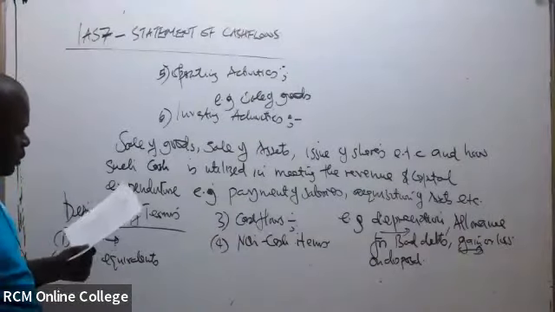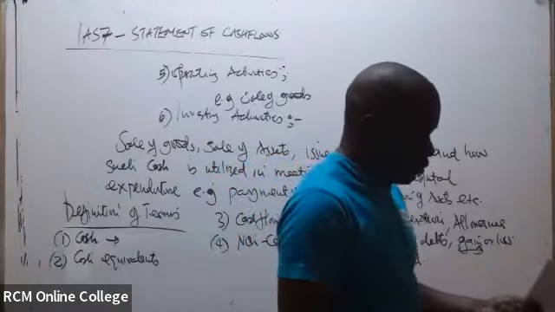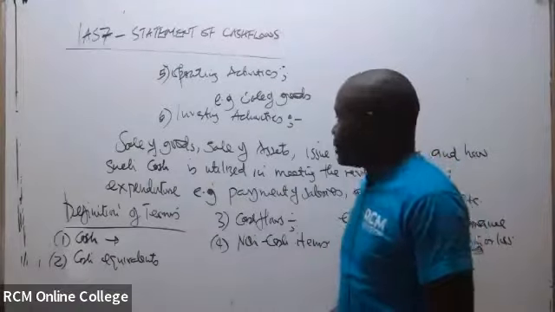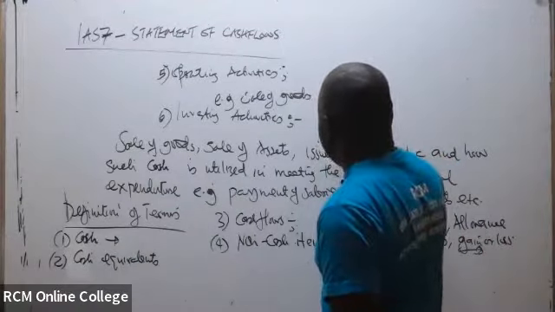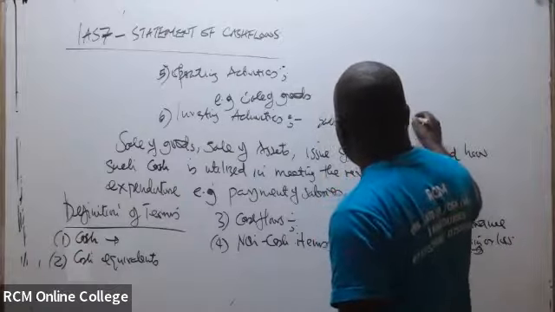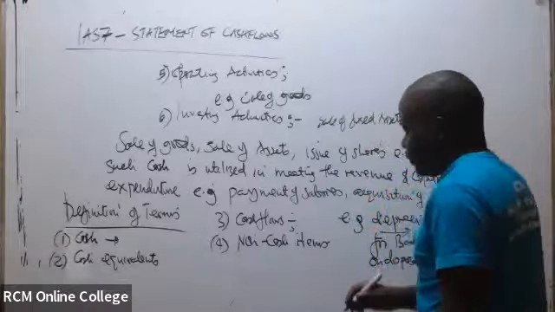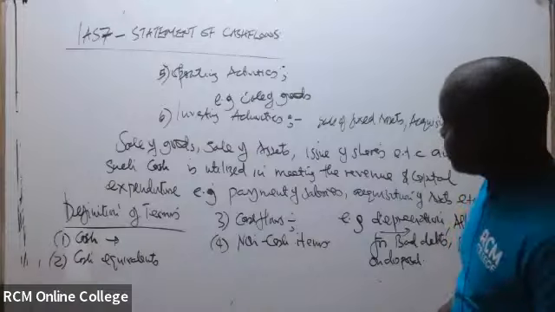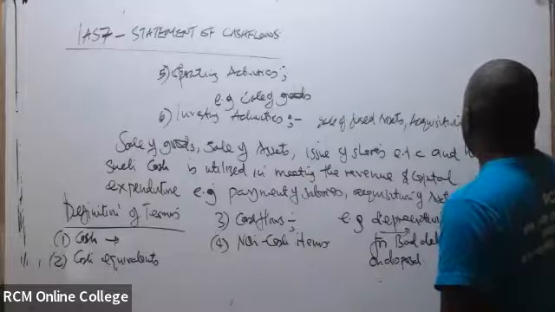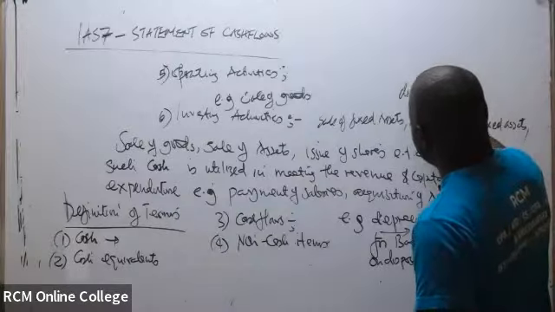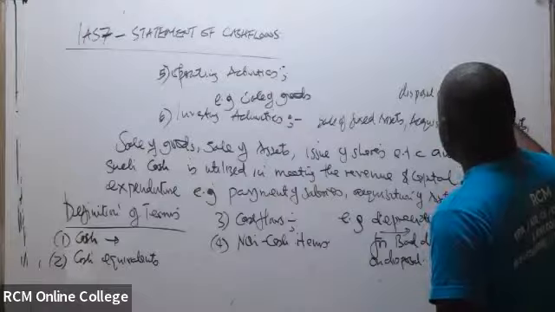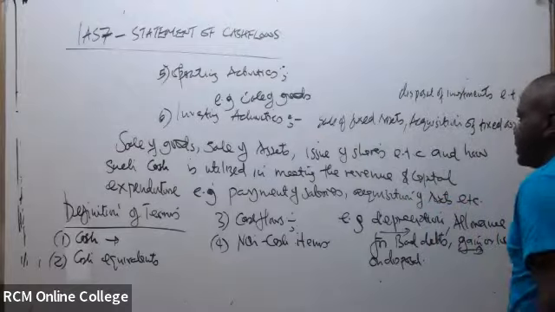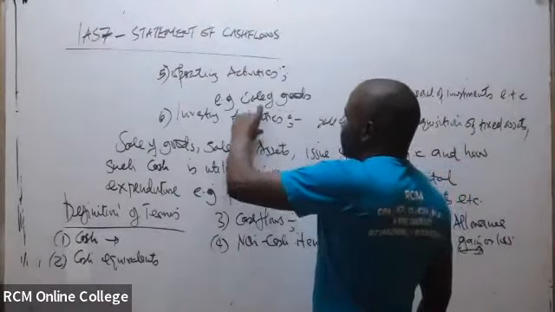Investing activities are activities that involve sale of fixed assets, acquisition of fixed assets, disposal of investments, etc. So we call those kind of activities what? Investing activities. So also the cash flow, this is one over there.